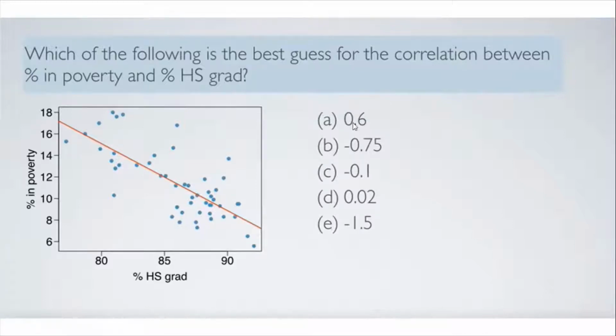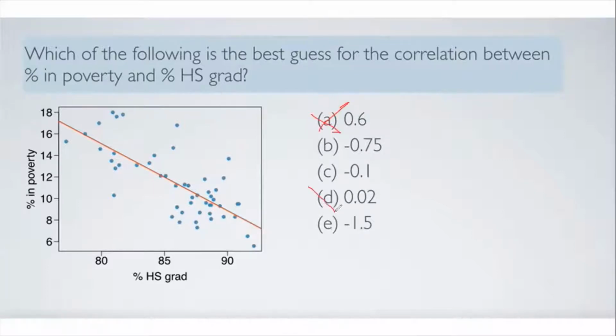We have option A, 0.6, and another option, -0.75. Anyway, let's look at this. We see a negative downward trend. So this is negative, and we can eliminate the positive one.